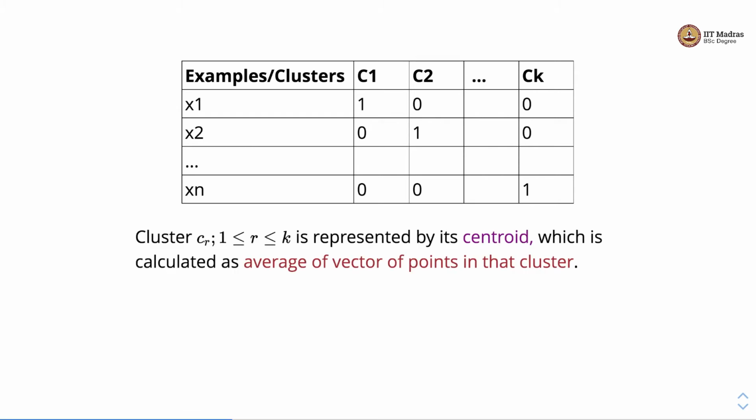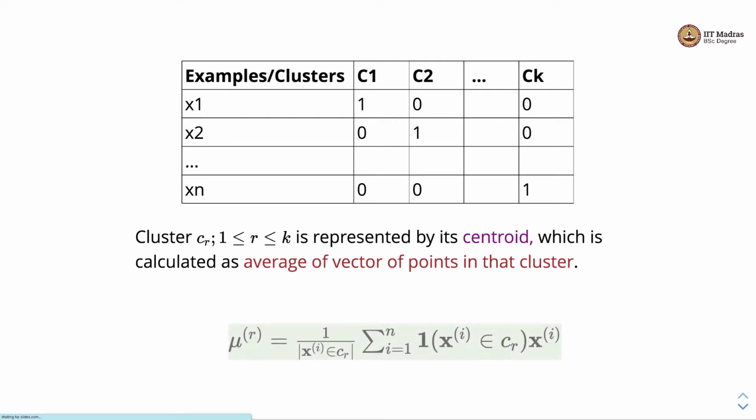So let's see how cluster is represented. So cluster C_R, where R is between 1 and k, is represented by centroid, and the centroid is calculated as an average of vector of points in that cluster. So mu_R is the centroid of rth cluster. It is calculated as the average. These are the x_i belongs to R. So basically this is the cardinality of the set of points that belong to cluster R.